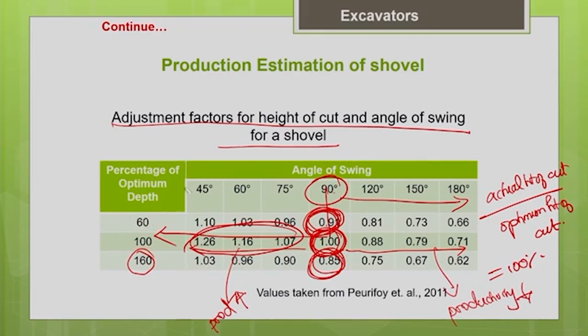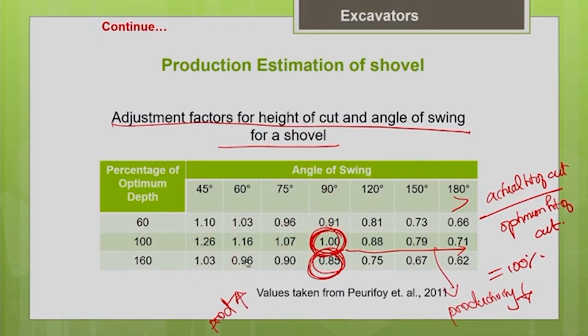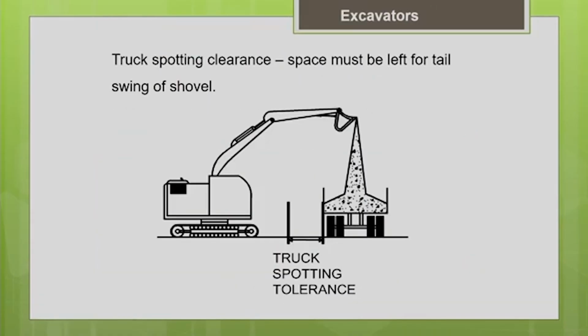So depending upon the angle of swing in your project site and depending upon the actual height of cut of the material which you are going to cut, based upon that you have to apply the correction factor while you do the estimation of your productivity.